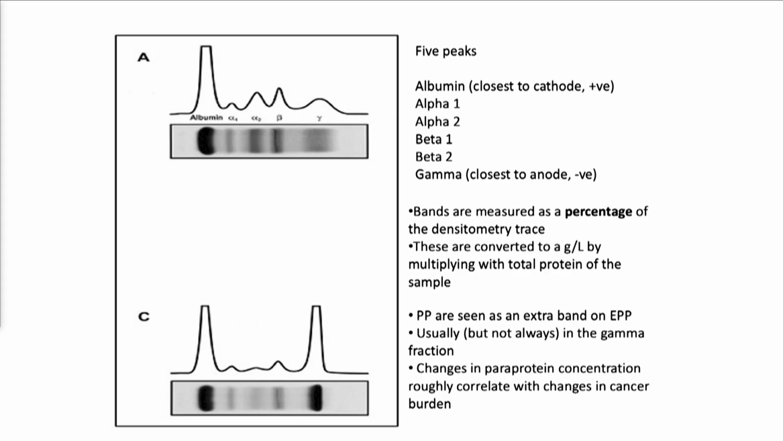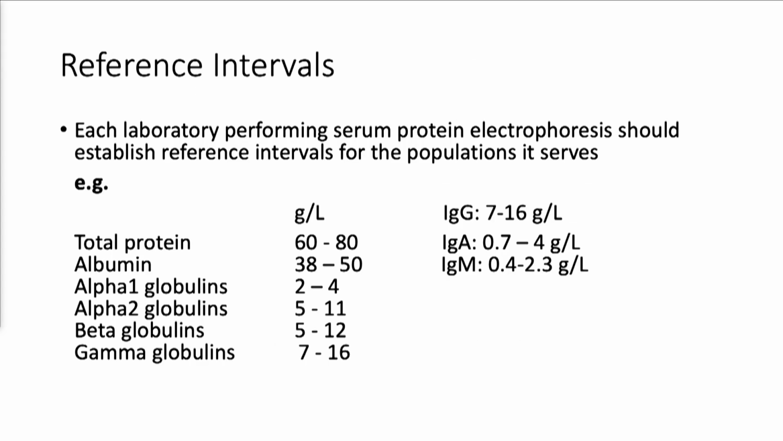If you look at the one below, you can see that there's quite a dark band, and that's shown with another peak in the gamma globulin region. So that's an abnormal protein, the paraprotein or the M protein, that's quite characteristic of multiple myeloma. Now these bands, they tend to get measured as a percentage of the densitometry trace, and they are converted to gram per liter by multiplying it with the total protein of the sample. So that's how you get a numerical result.